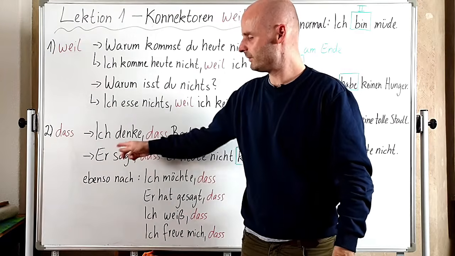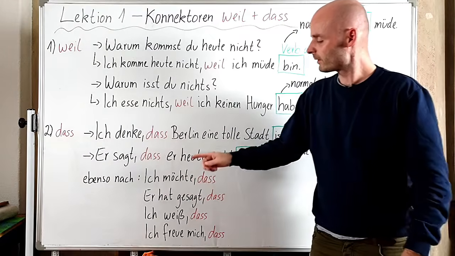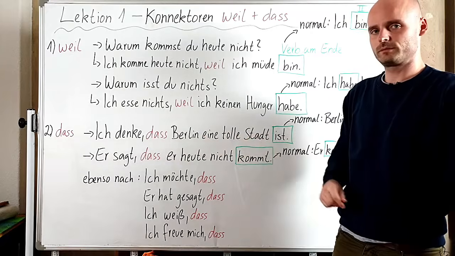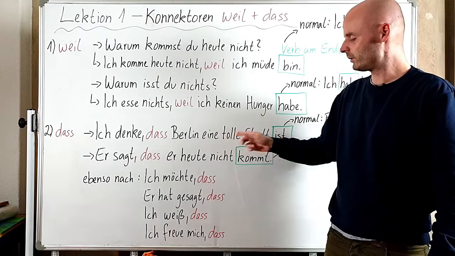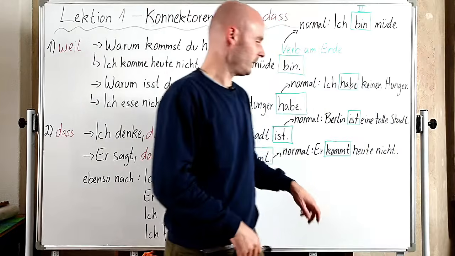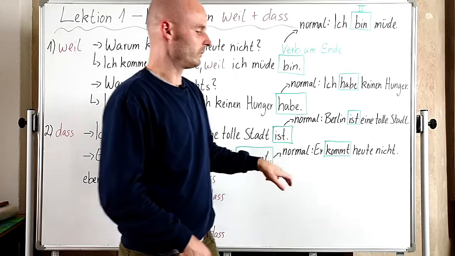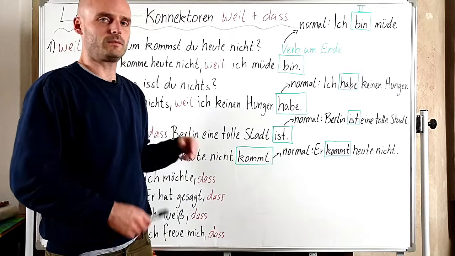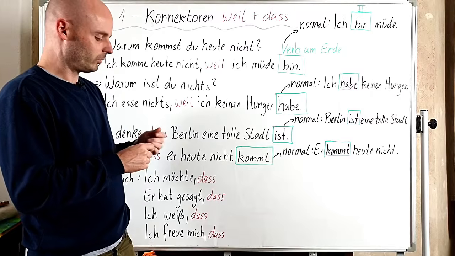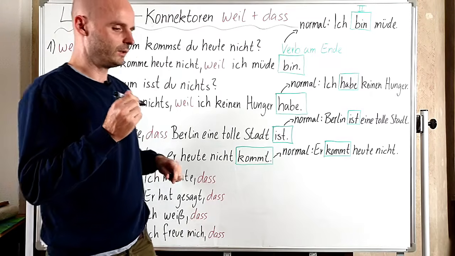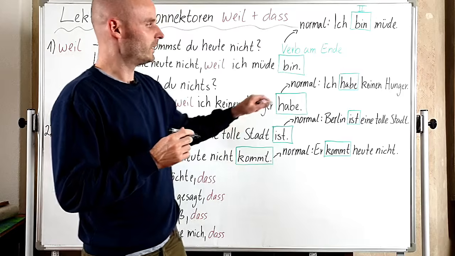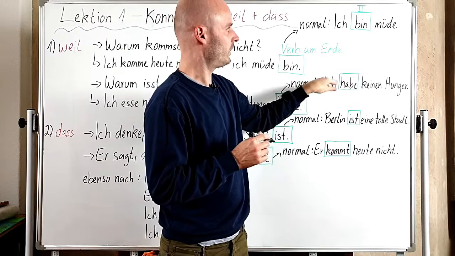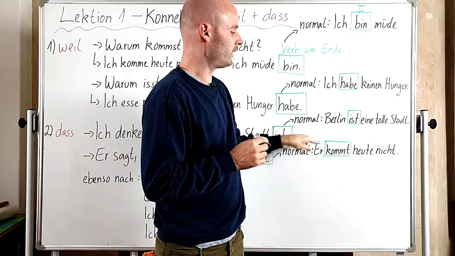Then another example. Er sagt, he says that, er sagt, dass er heute nicht kommt. He says that he is not coming today. Again, usually you would say, er kommt heute nicht. So the verb is in position 2. But after dass, the verb goes to the end. And also what I always see in class, what is quite tough for students, here it's quite easy. You have the subject and the verb together in a normal clause. So it's ich habe, ich bin, Berlin ist, er kommt.